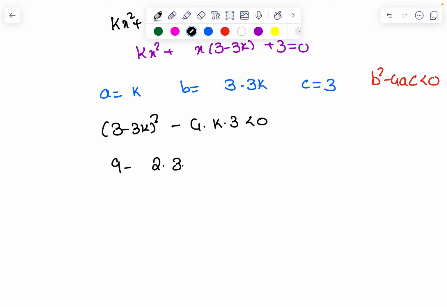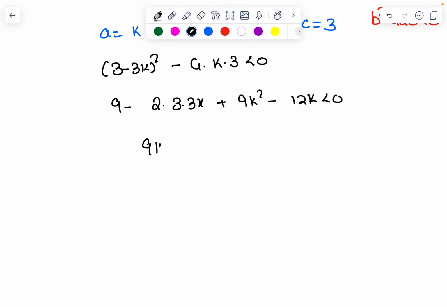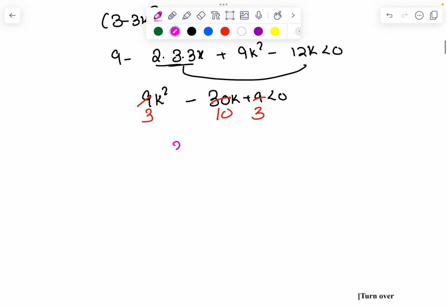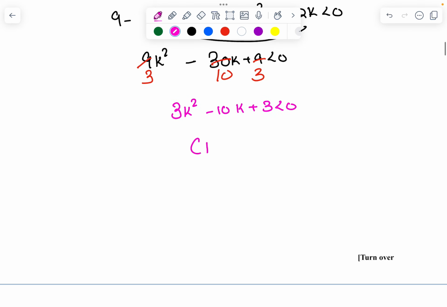9 minus 2 times 3 times 3k plus 9k² minus 12k is less than 0. So it becomes 9k² minus 2 times 3 is 6, 6 times 3 is 18, minus 18 minus 12 is minus 30k plus 9 is less than 0. Divide by 3, we get a quadratic 3k² minus 10k plus 3 is less than 0. When I factorize it, it becomes (k minus 3) times (3k minus 1) is less than 0.